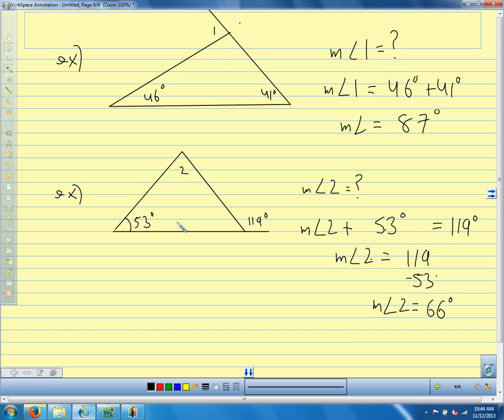So questions on the exterior angle theorem? Okay. Bottom line, all three of our angles in our triangle add up to 180. That comes from the parallel postulate. An exterior angle forms a linear pair with one of the angles in our triangle. So that lets us figure out exterior angles and our remote interior angles.